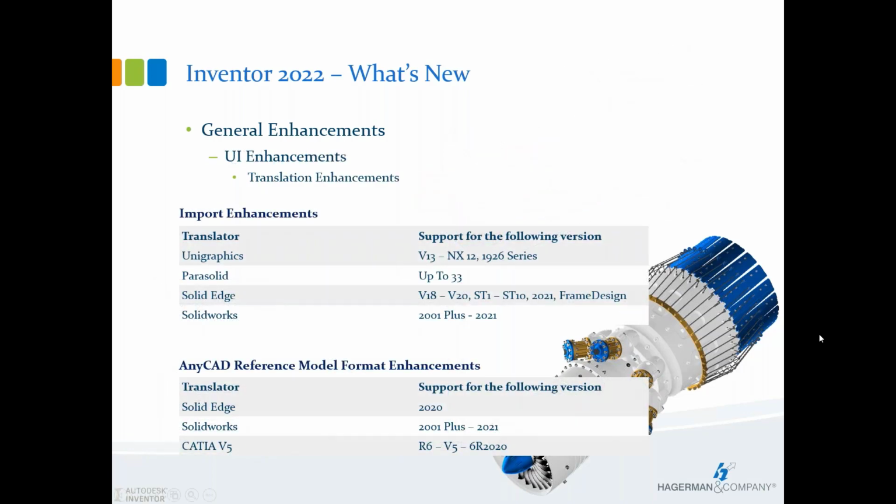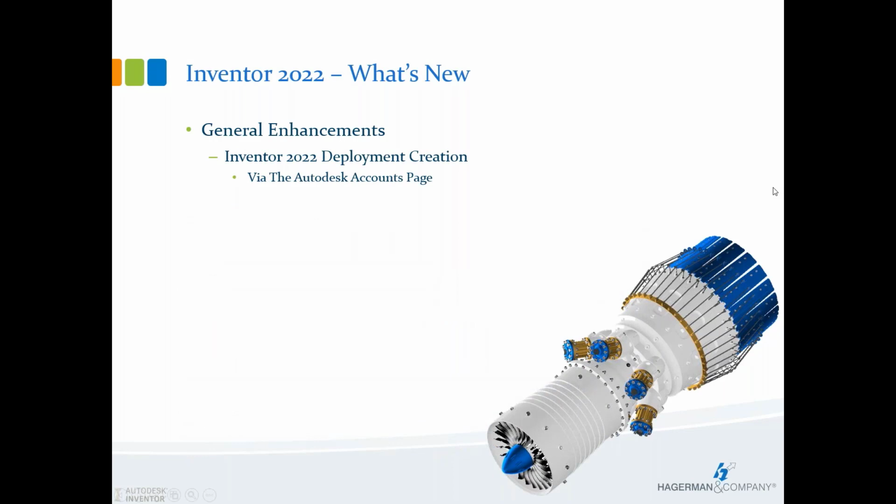It is there. So every year when the newest version of the software comes out, the translators are updated. And so that's what can we import, what can we place and keep a live reference to. And so this year is no exception to that rule. As the SolidWorks files, we can import Solid Edge up to 2021, as well as placing using the AnyCAD references there. So installing Inventor 2022.